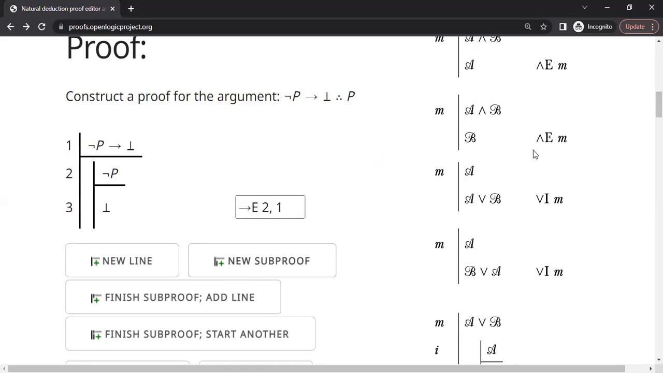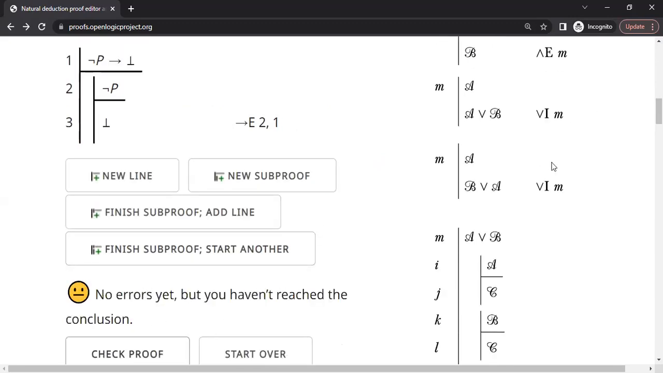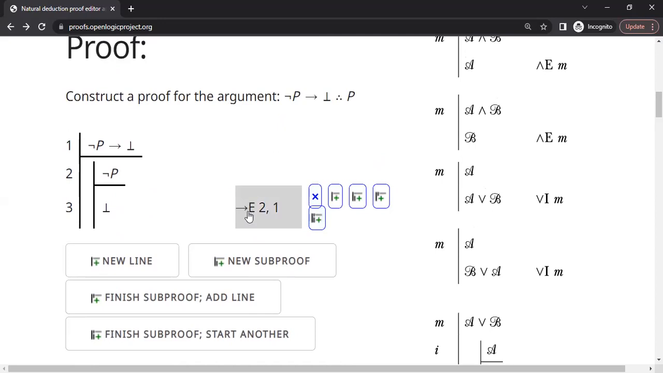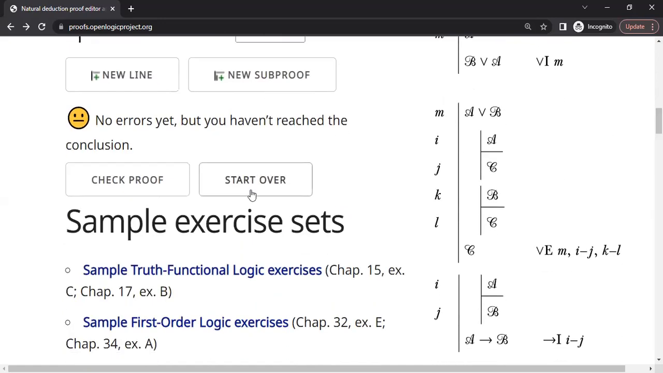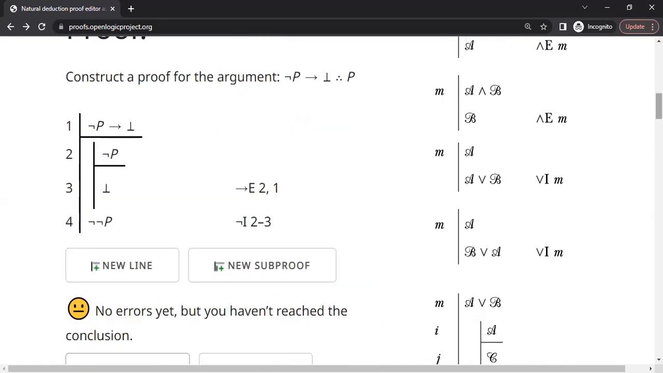Okay, let's check whether any mistakes so far. No errors so far. That's good. Okay, now we can go ahead and add not introduction. We talked about not introduction earlier. This is correct because from the not introduction rule, if you start somewhere and you end up with the contradiction, we are allowed to introduce not to the original assumption.